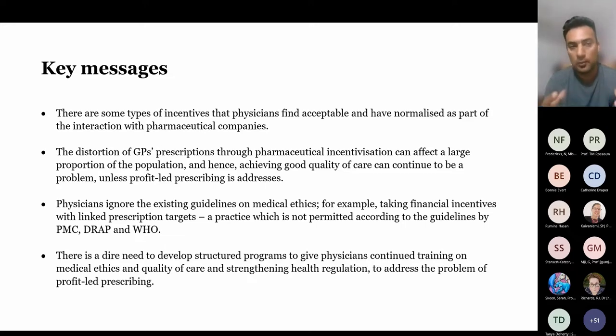So I think the problem of profit-led prescribing could be addressed, although it's a very complicated problem.